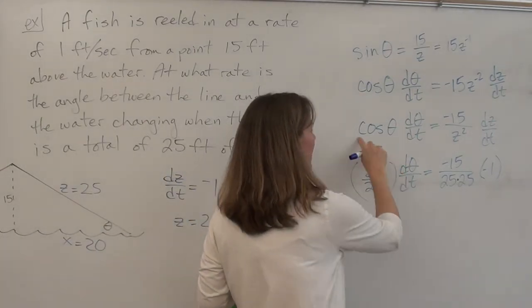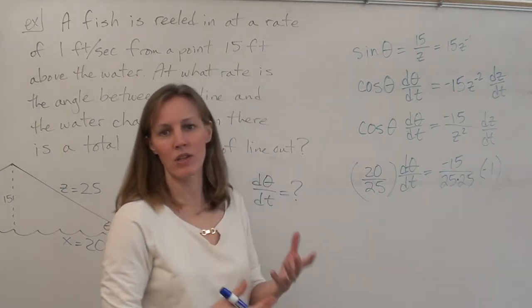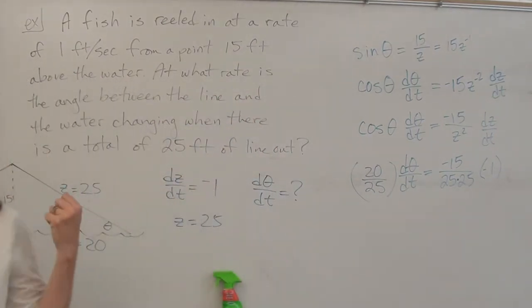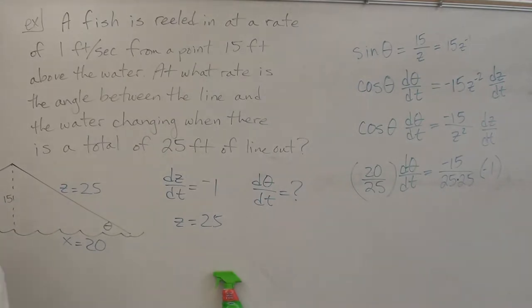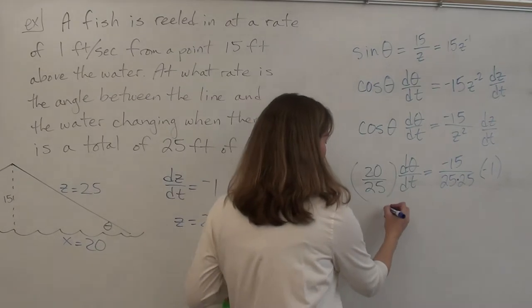So when you have to find cosine theta, or the trig value for any angle, if you've got the triangle with sides, use the sides. Don't try to find the angle itself, right? Just use the sides. All right, so d theta dt.